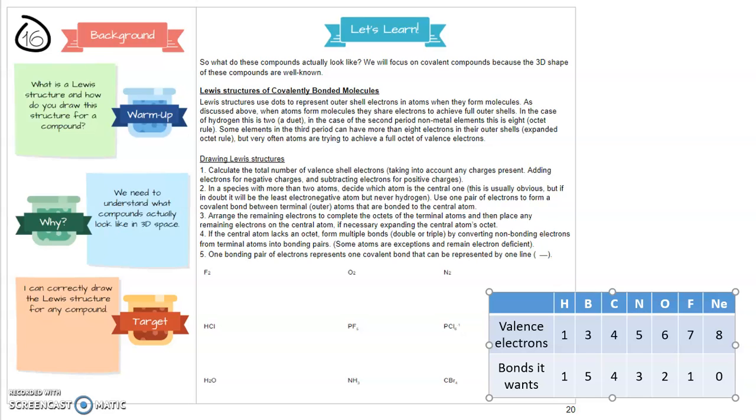So the warm-up is to get you thinking about what we're doing today. I know you talked about it in middle school. You read through the why, and then the target for today is that we really can work on drawing Lewis structures for any compound to work on 3D shape.